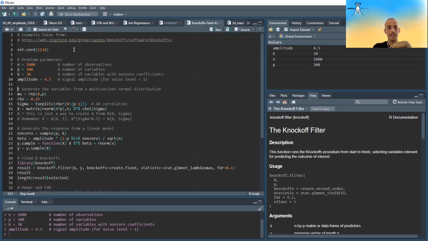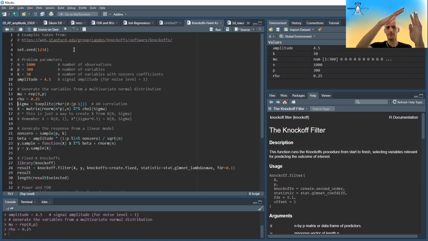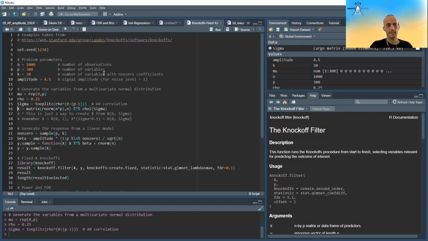Okay, and now we create this data with autoregression correlation, so the features will be slightly correlated. The correlation for each feature with the nearest feature is 0.25, and for every subsequent feature it is 0.25 squared, 0.25 cubed, etc. So they create this covariance matrix with this autoregression correlation, and then they create the X's. They draw samples with mean 0 and this covariance matrix.